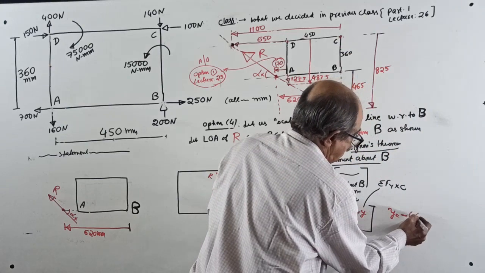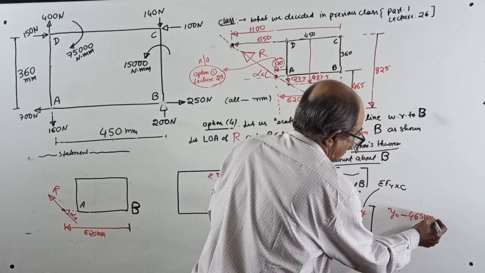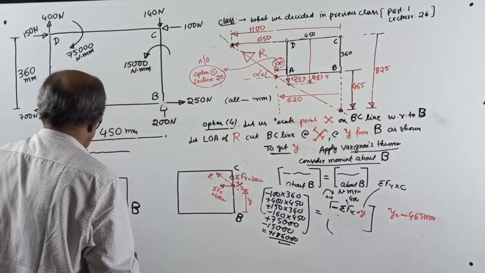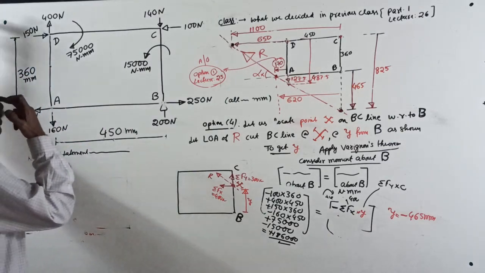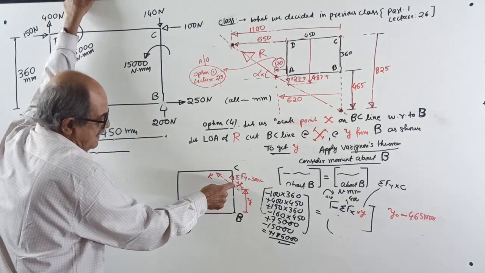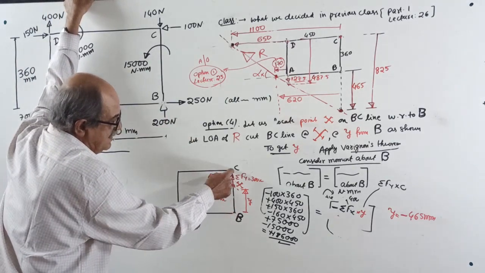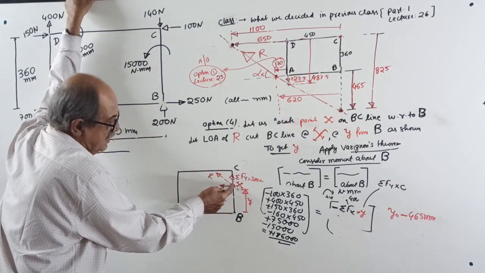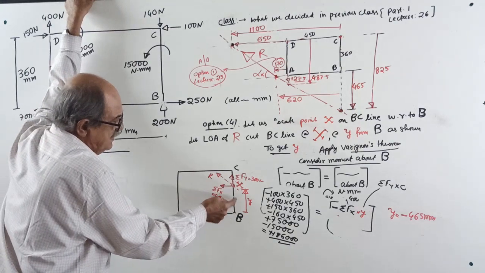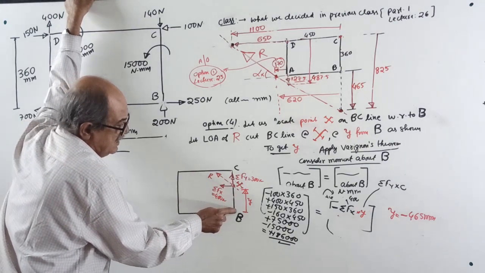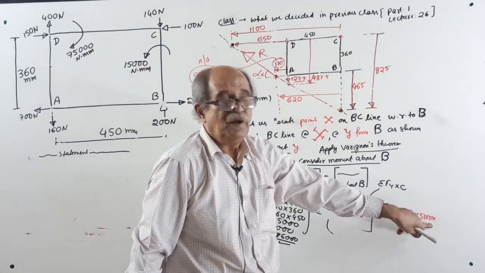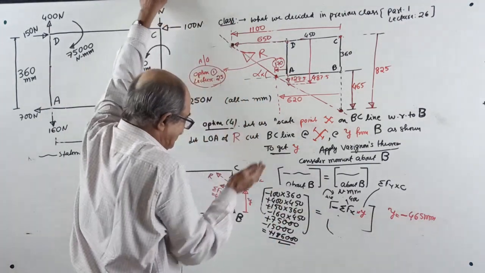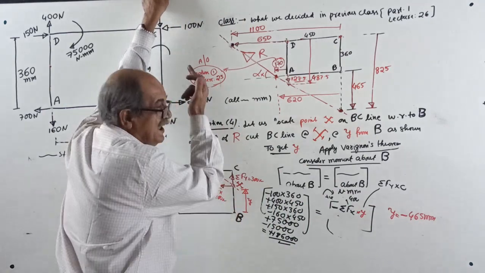Minus 465 millimeter. Therefore, the statement required: we considered the point x cutting the BC line at a point x, on a line BC vertically above B by y.